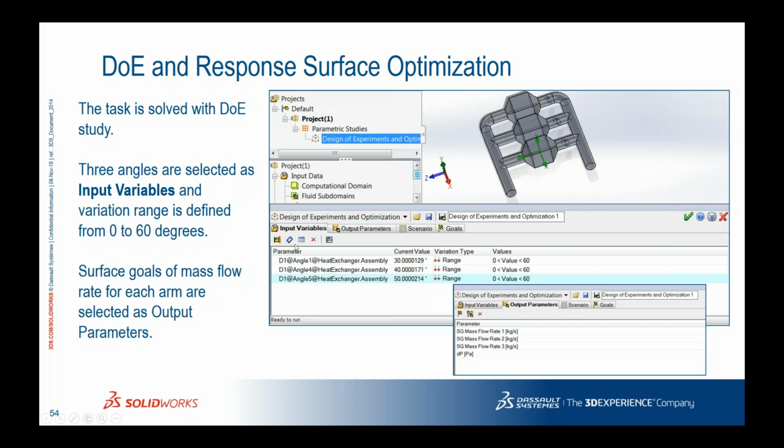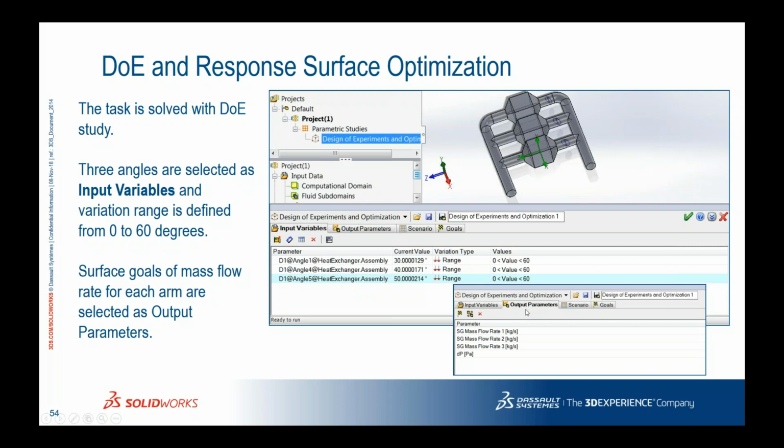Basically, we have three input variables. Those are the angles of the three valves, ranging from 0 to 60 degrees. Of course, this is a continuous range, so we are not defining steps. We are just defining the continuous range for each valve. And this is very interesting.